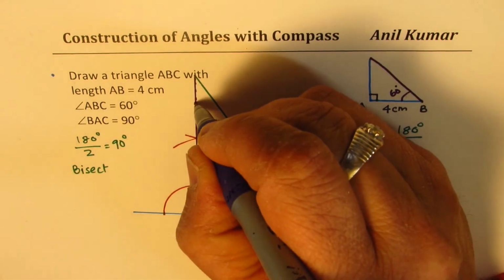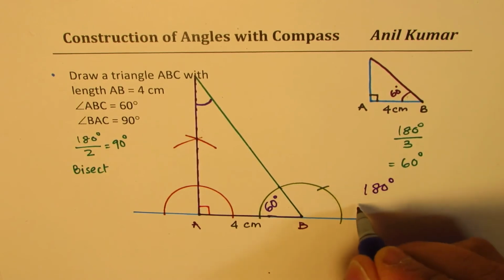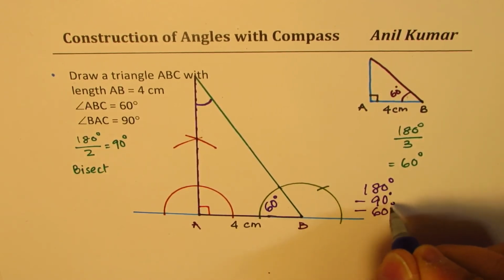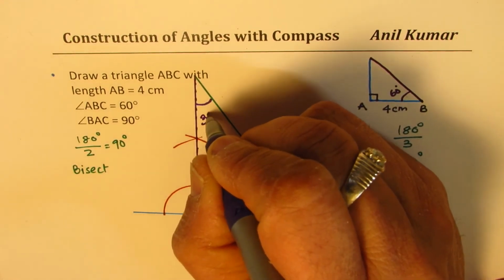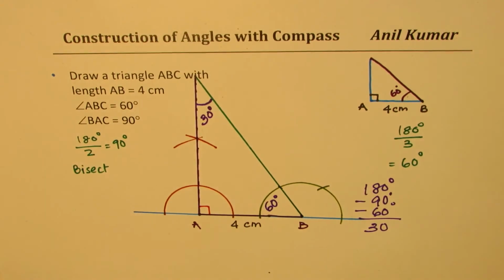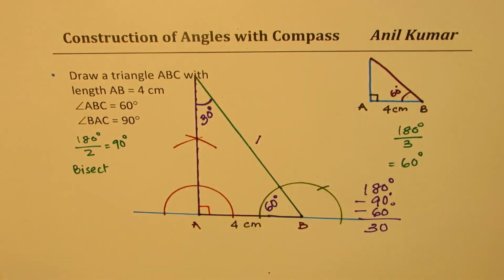What should be this angle? Can you tell me? Well, that angle should be 180 degrees minus 90 degrees minus 60 degrees. And that is definitely 30 degrees, correct? So this angle you will get as 30 degrees. Perfect. One side is 4 centimeters. What should be the length of this side? Can you guess?